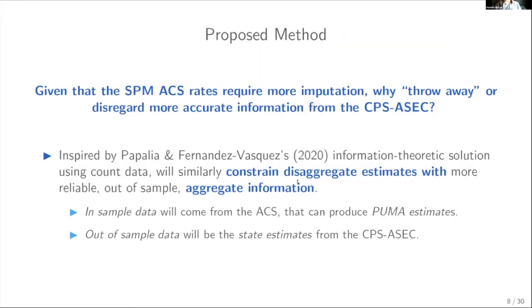Given that the ACS requires more imputation, why just throw away or disregard more accurate information from the CPS-ASEC? Inspired by Papalia and Fernandez-Vazquez's information theoretic approach to count data, I will similarly use disaggregate estimates at the PUMA level and constrain them with additional information at the aggregate level from the CPS-ASEC, that more reliable survey.